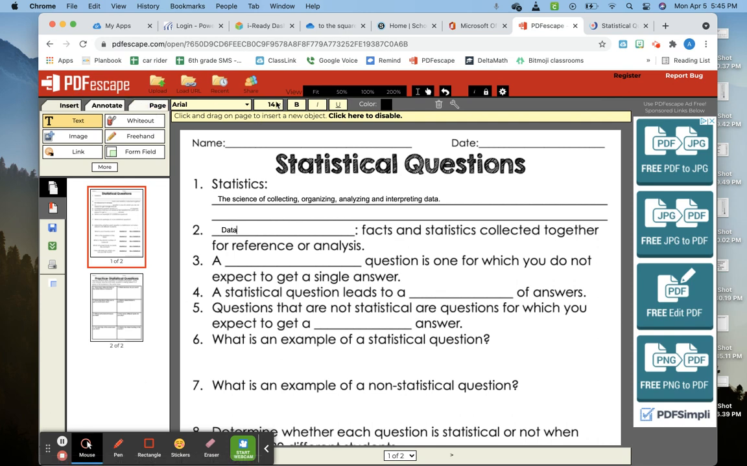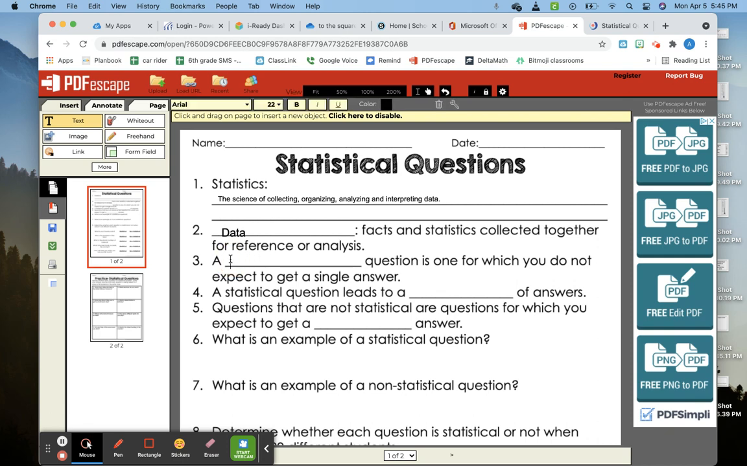Today, we're going to look at what are called statistical questions. All year we've been talking about statistical questions and how we know the difference between statistical and non-statistical. We've always said that statistical could have more than one right answer and non-statistical could just have one right answer. But we're going to look a little deeper today and look at a definition that might make it a little bit clearer.